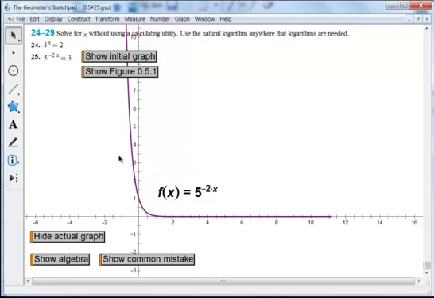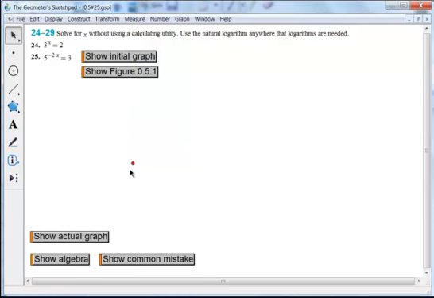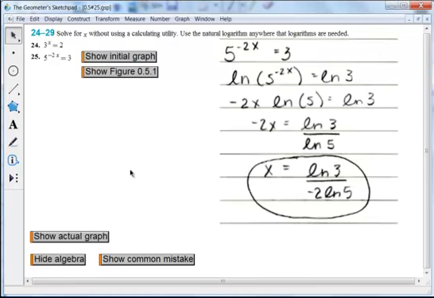Actually, I can show you the actual graph. It does look just sort of like that, and so we're interested in the point right here. So if I put a point on the function, the value right there, it looks like it's going to be a pretty small negative number. Alright, so let's hide the graph there. I'll hide my point. And now here's the algebra. Hopefully you can see this.